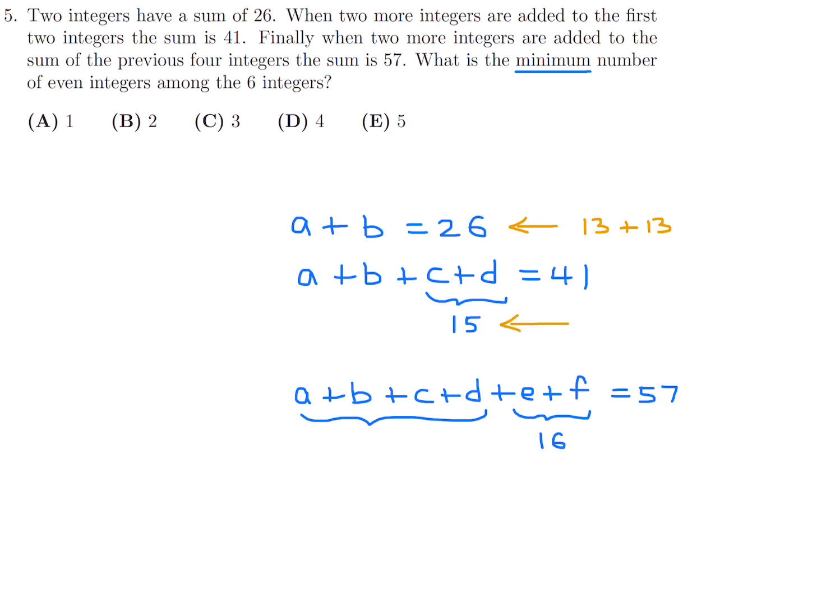For 15, there's no way to choose 2 odd. There has to be 1 even. So for example, 9 and 6. There has to be 1 even in there in order for the sum to be 15. And then for 16, we can choose 2 odd. We can choose, for example, 9 and 7. So I did this in a way so that the minimum number of even numbers were used. And how many even numbers did I use? Just 1. 6 was the only one that was even among the 6. So number 5, the answer is A.